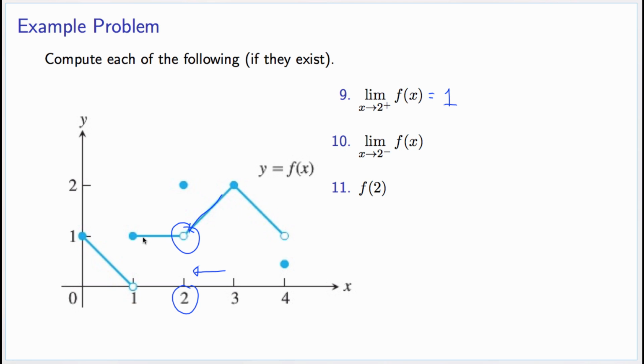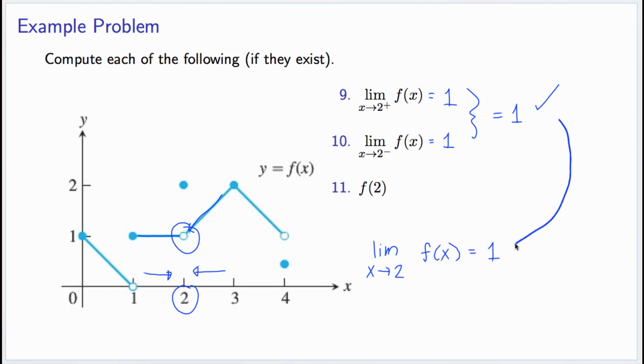As x comes into 2 from the left, so now we're coming in from the other side, the values of our function are just getting closer and closer to 1. So here, although we weren't asked for it, this overall limit as x goes to 2 of f of x is equal to 1. Because both of my one-sided limits are equal to 1, that tells me that the overall limit of the function as x goes to 2 of f of x is equal to 1.